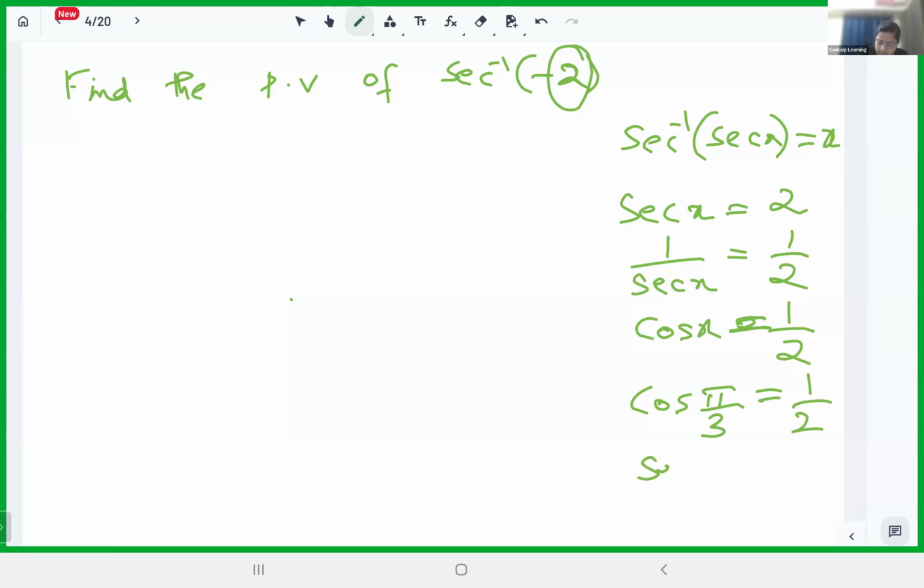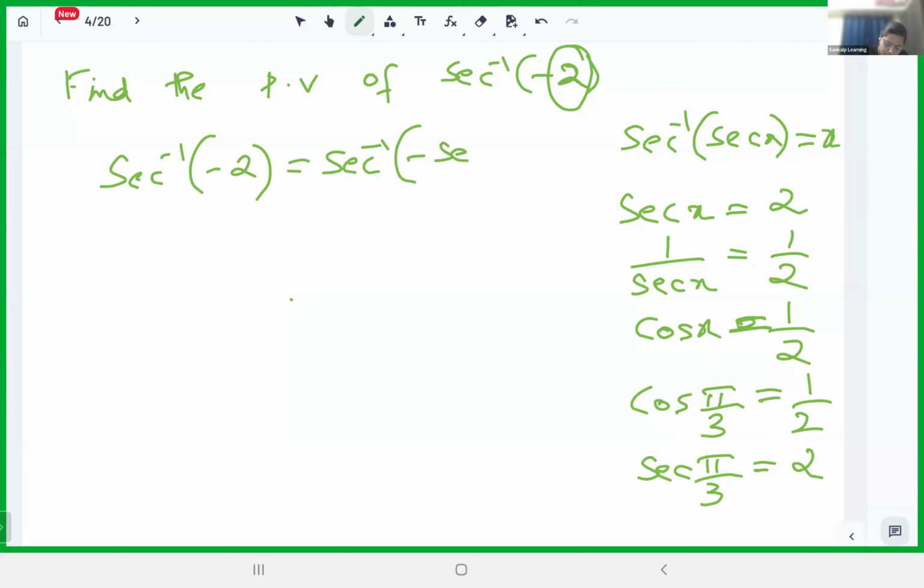So what about sec pi by 3? It's the reciprocal, right? So sec pi by 3 is nothing but 2. Alright, cos pi by 3 is 1 by 2, so sec pi by 3 is 2. Now we have got the x value. So how can you rewrite this one? Sec inverse of minus 2 can be written as sec inverse of minus sec pi by 3.